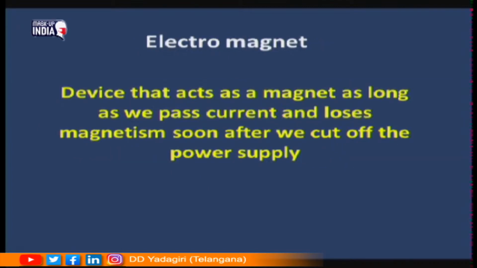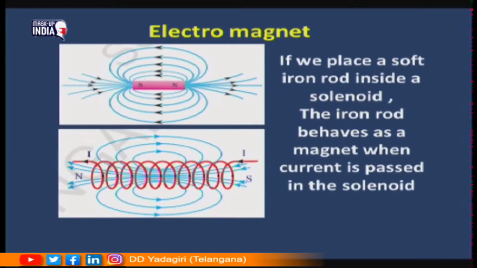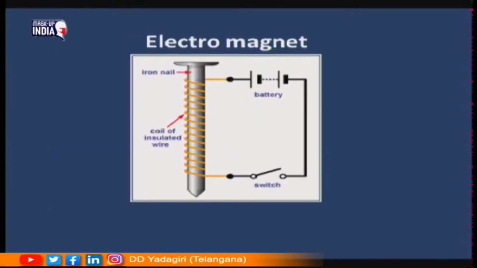We discussed how an electromagnet can be made by using a solenoid. Electromagnet is a device that acts as magnet as long as we pass current and loses magnetism soon after we cut off the power supply. And to make an electromagnet, we need soft iron because it loses magnetism quickly when current is cut off. And when current is passed in the solenoid, the iron rod behaves as the magnet. This is a miniature electromagnet which we can make at home.